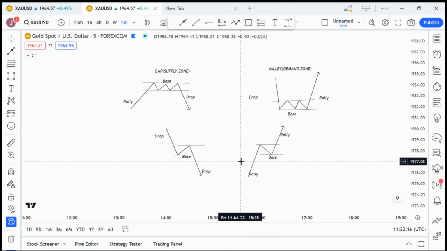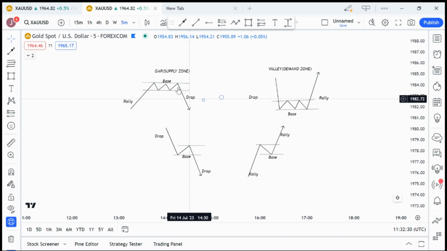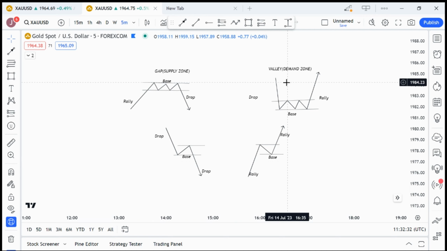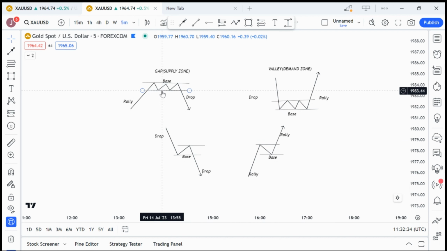Okay, we have two types of supply and demand. The first one is the reversal pattern, and the second one is the continuation pattern. In the reversal pattern, we have what we call the gap and valley. Gap is for the supply reversal pattern, then the valley is for the demand reversal pattern.